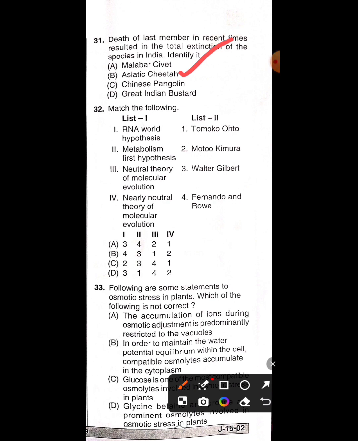Match the following. Here also you have to match list 1 with list 2. List 1 consists of RNA world hypothesis, metabolism first hypothesis, neutral theory of molecular evolution, and nearly neutral theory of molecular evolution. You have to match them with the appropriate scientist; list 2 consists of scientist names. The first option is the correct one. RNA world hypothesis is related to Walter Gilbert, and the metabolism first hypothesis was proposed by Fernando and Rowe. The neutral theory of molecular evolution was proposed by Motoo Kimura. The nearly neutral theory of molecular evolution was proposed by Tomoko Ohta. Let's see the next question.